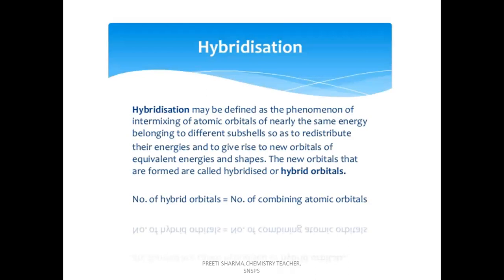Students, we know about the hybrid. When a red color is mixed with a white color, a new pink color is formed. It means pink color is a hybrid of red and white color. Similarly, in chemistry, when one orbital mixes with another orbital, why is there a need to mix the orbitals? Because they have slightly different energies, so as to make them the same in energy and shape, we have to mix the orbitals. This phenomenon of mixing, the intermixing of atomic orbitals, is known as hybridization, and the new orbitals that are formed are known as hybrid orbitals.